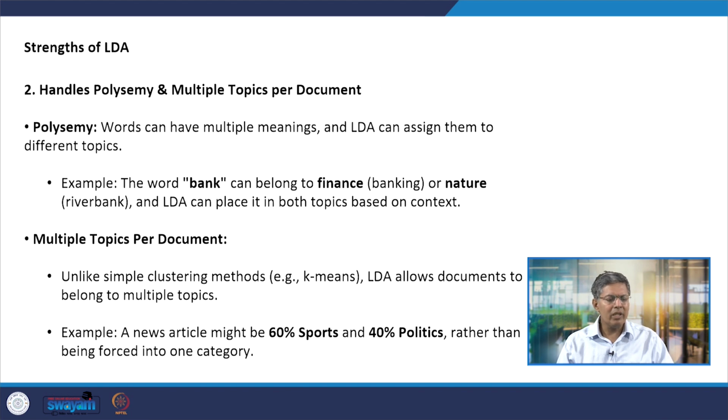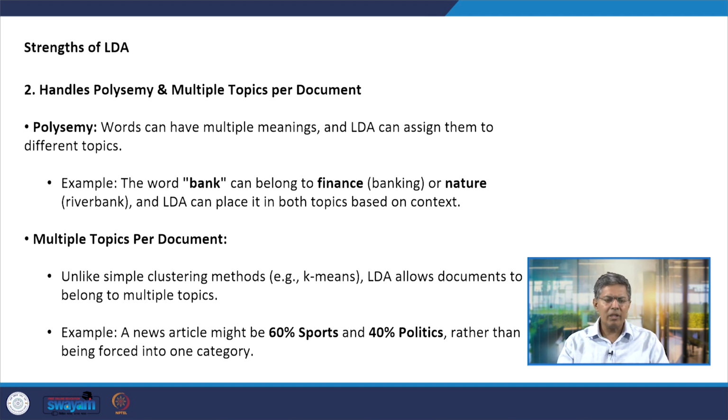So, polysemy means words can have multiple meanings, and LDA can assign them to different topics. So, the word bank can belong to finance or nature. For example, banking is finance, river bank is nature, and LDA can place it in both topics based on the content. This is the benefit. So, here the bank is not confined to only finance. Here we are using it wherever it is possible, for example, nature and finance both.